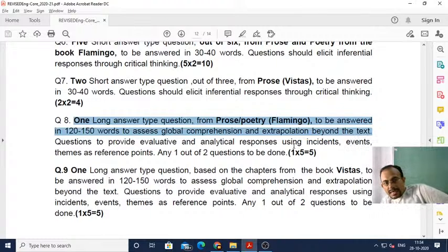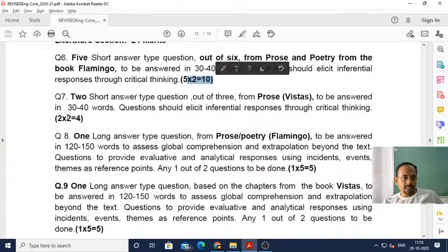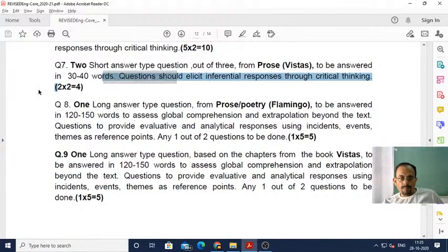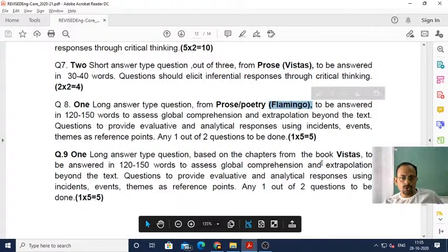So dear students, now you can see the third type of questions in the literature section will be a long type question, third as well as fourth question. Understood? So the first 2 questions will be of 2 marks, short questions only. Question number 6 will be 10 marks and 7 will be 4 marks. But the last 2 questions will be of 5 marks each. The first question will be from Flamingo and the next question will be from Vistas.